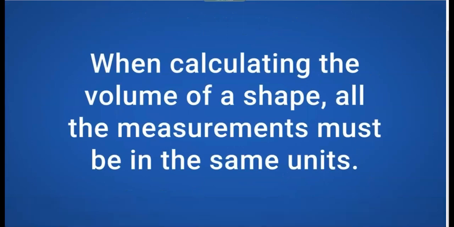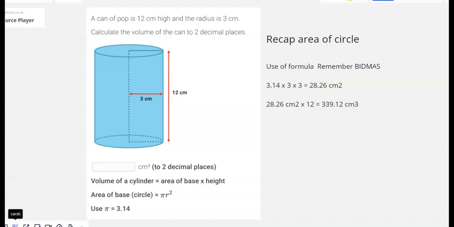Remember that when calculating the volume of a shape, all the measurements must be in the same units. Okay, so let's have a look through a worked example for volume of a cylinder. So I'll read the question first. The can of pop is 12 centimeters high and the radius is 3 centimeters.